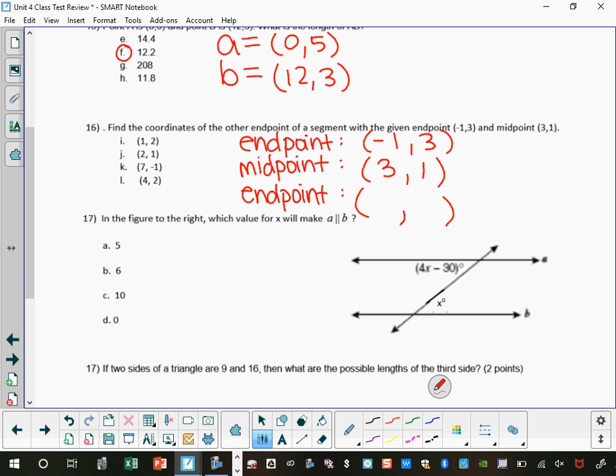If you guys think back to what we did earlier, we look at my x values. How do I get from -1 to 3? We're going to add 4. What I do to the top, I also do to the bottom. What is 3 plus 4? We get 7. On the other side, my y values. To get from 3 to 1, I'm going to subtract 2. What I do to the top, I do to the bottom. So what is 1 minus 2? -1. So my answer for the other endpoint is going to be K.